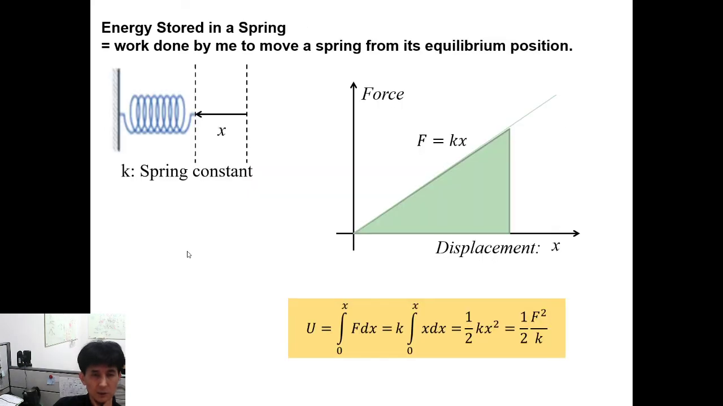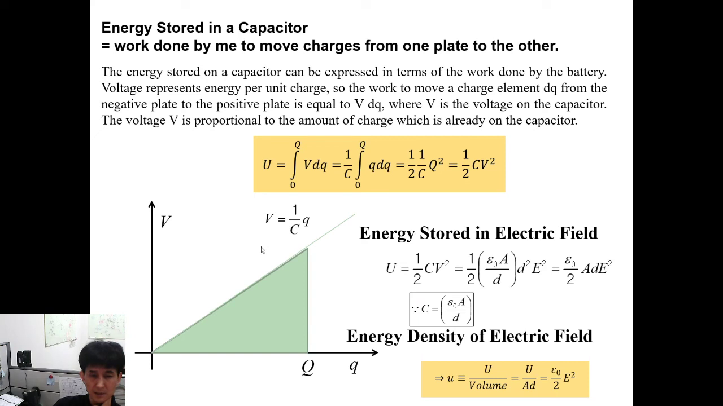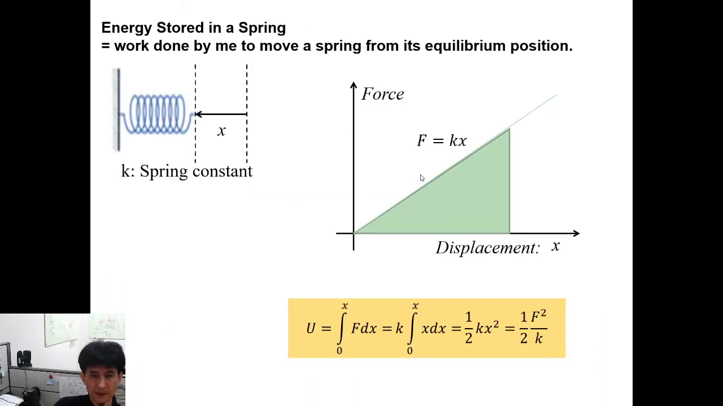So the energy stored in a system is like energy stored in a capacitor. Here energy is stored in terms of Q, 1 over 2, 1 over C, q squared. Here energy is stored in terms of x displacement. This is 1 over 2 k x squared. So the mathematics behind it is identical.